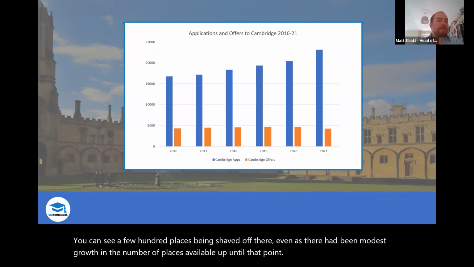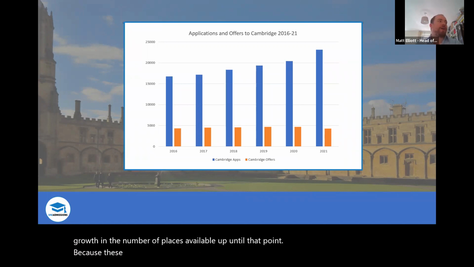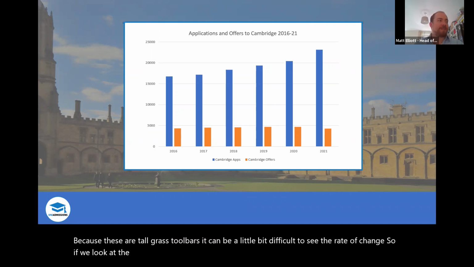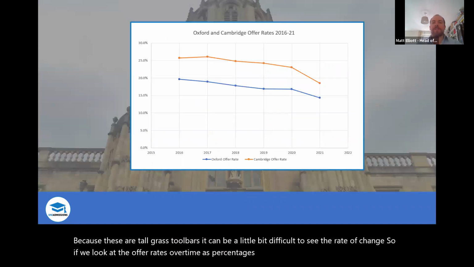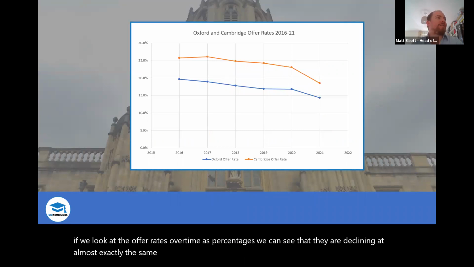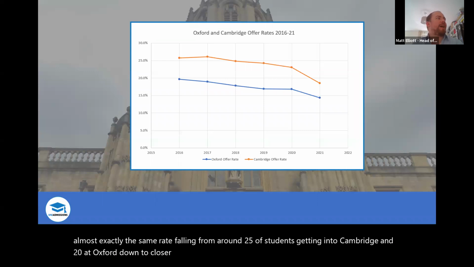Because these are tall bars, it can be a little bit difficult to see the rate of change. So if we look at the offer rates over time as percentages, we can see that they are declining at almost exactly the same rate, falling from around 25% of students getting into Cambridge and 20% at Oxford, down to closer to 19 at Cambridge and not even 15 at Oxford at this point.